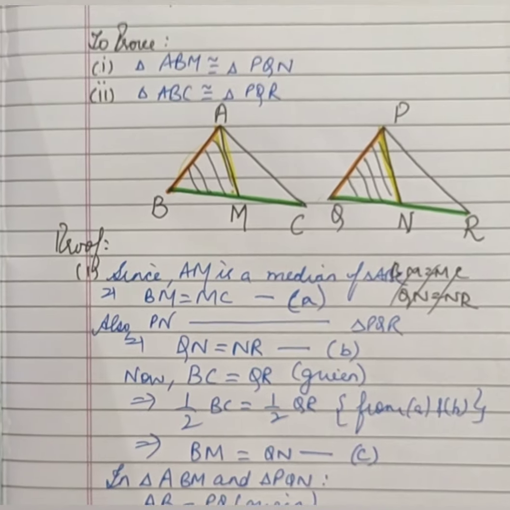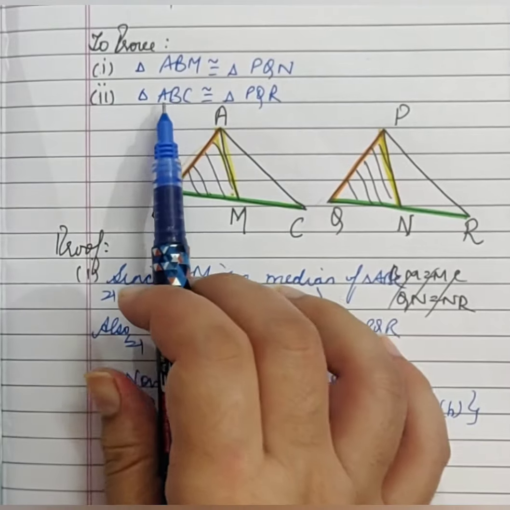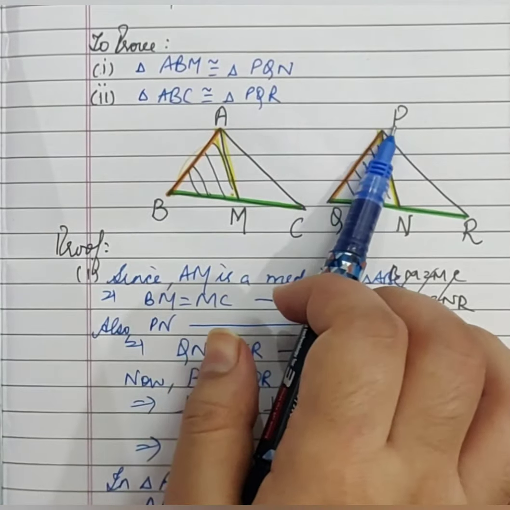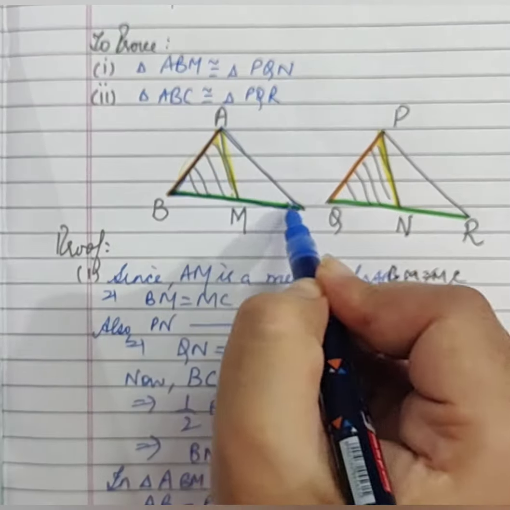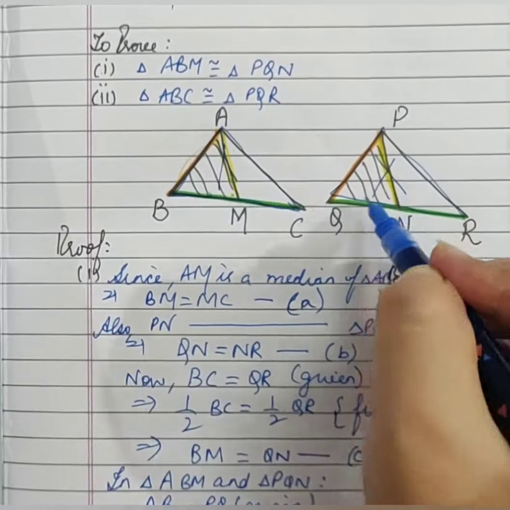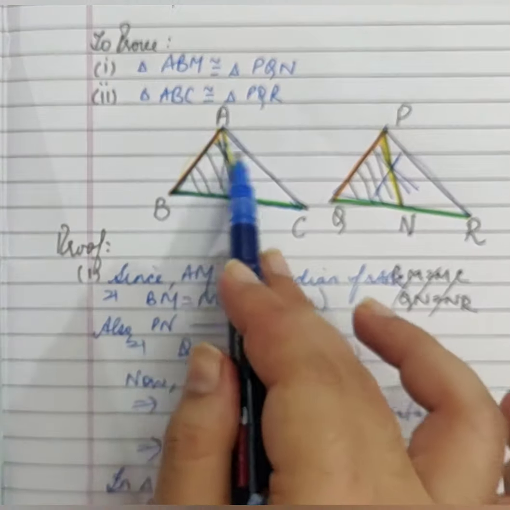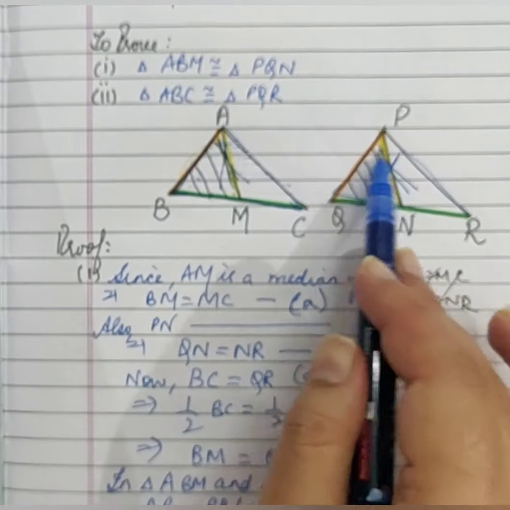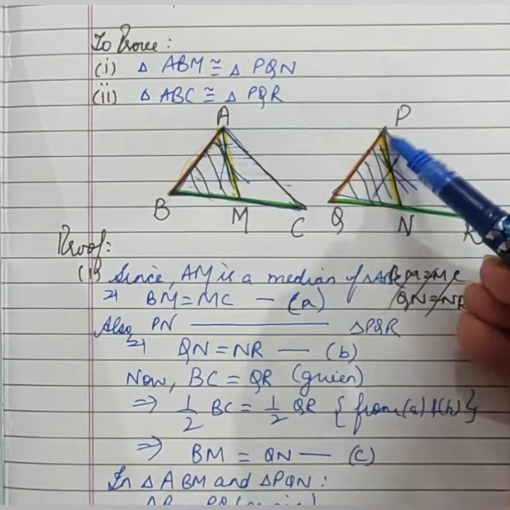Let's look at the second part. In the second part, we are supposed to prove triangle ABC is congruent to PQR. That means this whole triangle is congruent to this whole triangle. So we can ignore this line AM and PN here. We'll take triangles as a whole, ABC and PQR. Now in these two triangles, AB is equal to PQ.